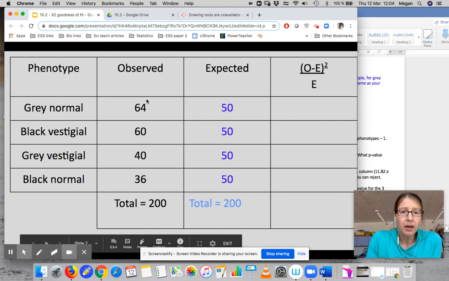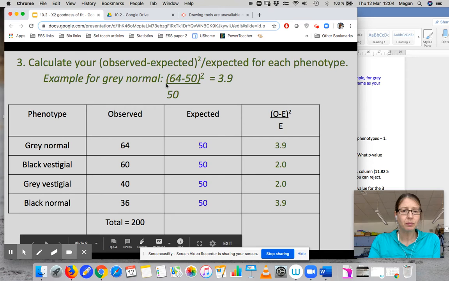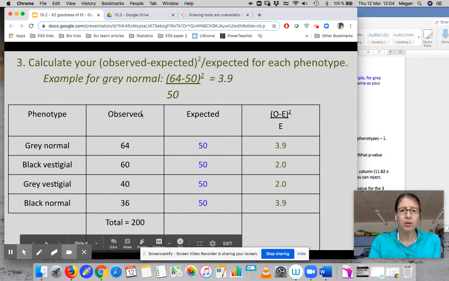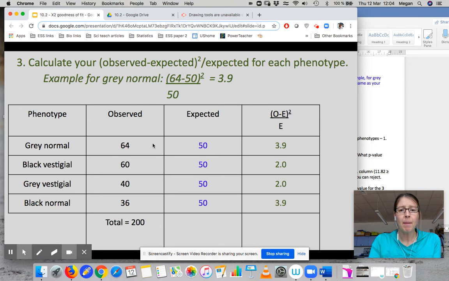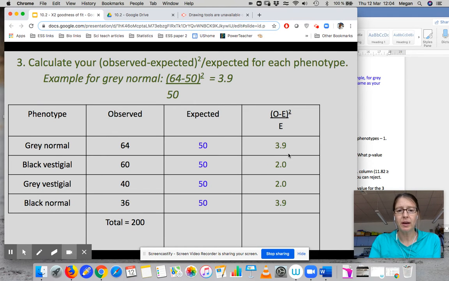So here's our observed, here's our expected, and now we need to go through and actually calculate our chi-squared statistics. So we have our phenotype, our observed, our expected, and then when we do our stats here, here's our example just for the gray and normal. We're going to take 64 minus 50, so you can see that there, and we're going to square it. Then we're going to divide it by the expected, which is 50, and that gives us 3.9. So there's our 3.9. You're going to do that 3 more times.